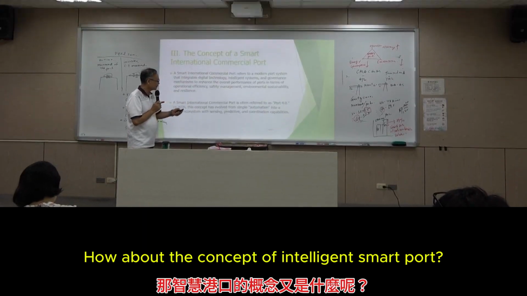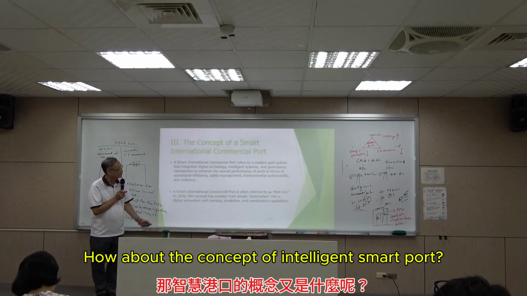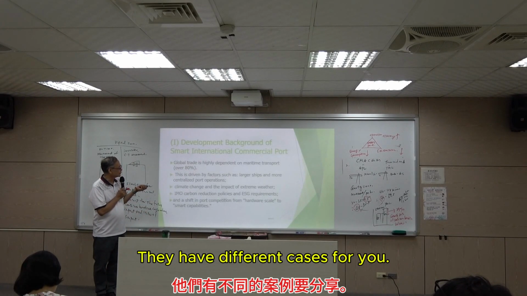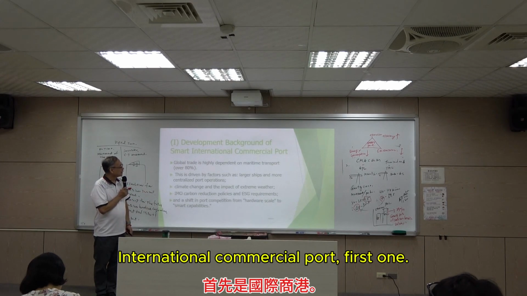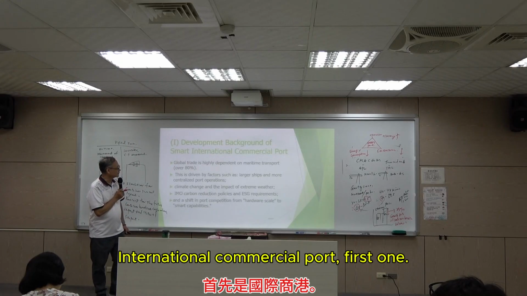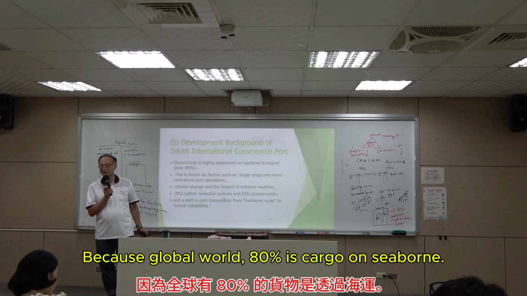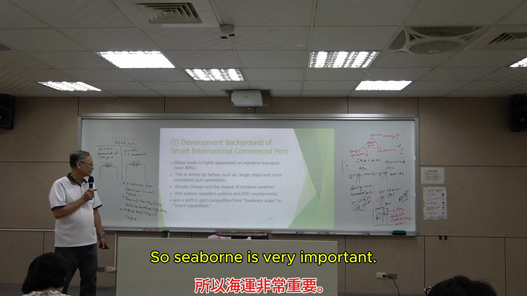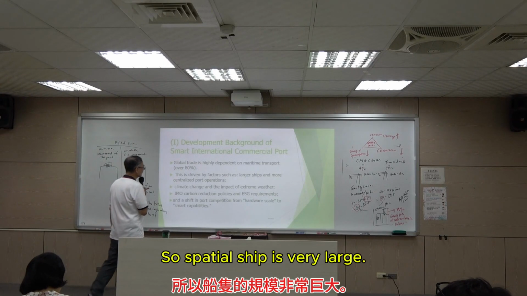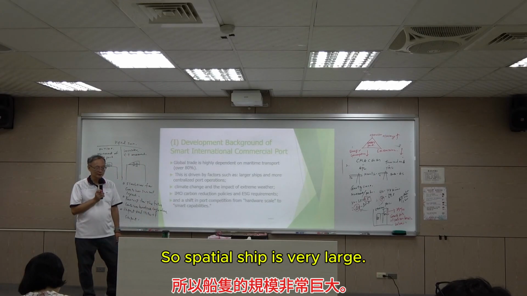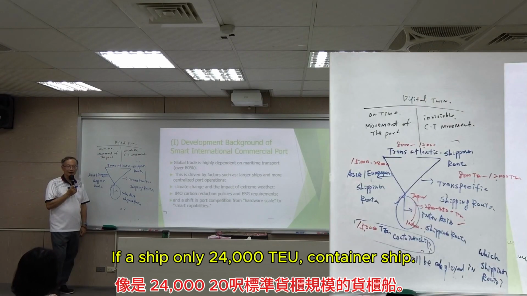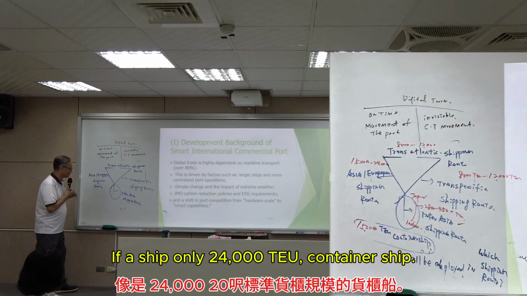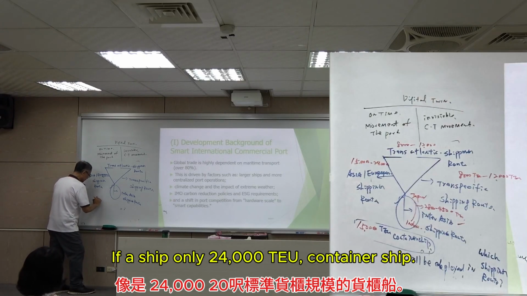So that's the concept. How about the concept of a special smart port? They have different cases for you. International commercial port was one. Because in the global world, 80% depends on seaports, so seaports are very important. And special ships are very large, and a ship can be only 24,000 TEU, a container ship.